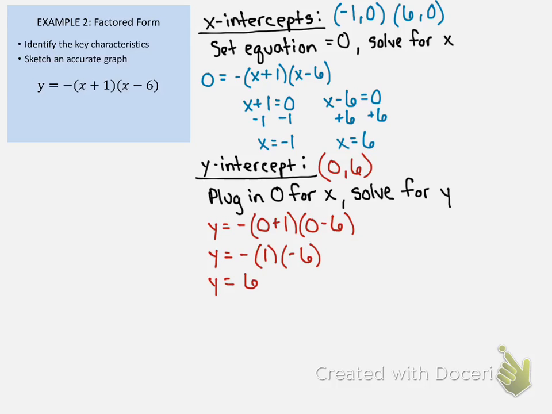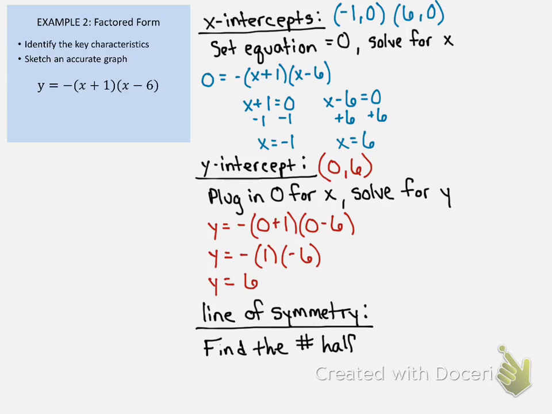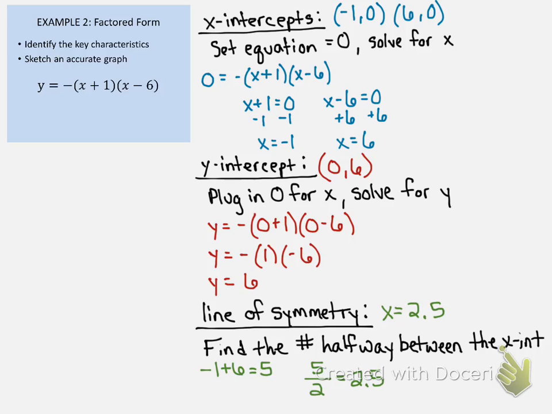Since I already found my x-intercepts, I can go ahead and find my line of symmetry by identifying the number that's halfway in between the x-intercepts. So I'm going to add those two x-intercepts together, which gives me the value of 5. And since I need the distance that's halfway, I'm going to take 5 and divide it by 2. That gives me an x value of 2.5 for my line of symmetry.